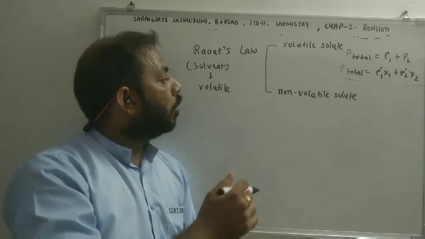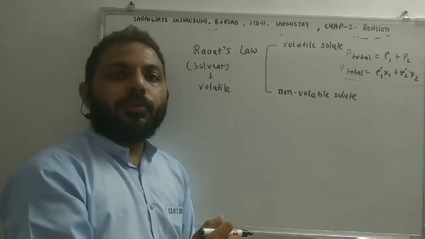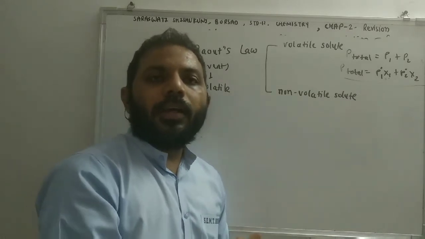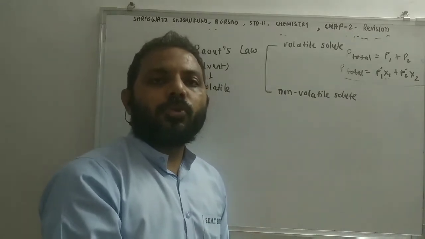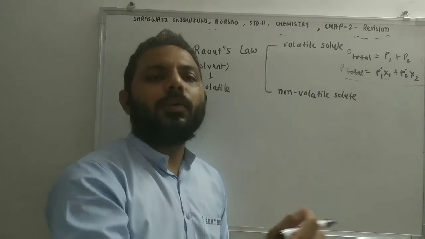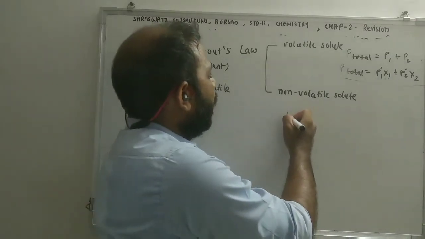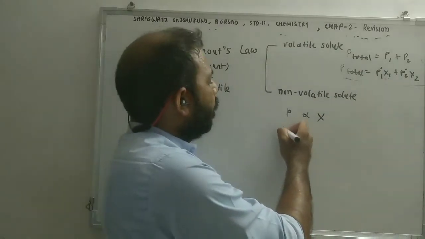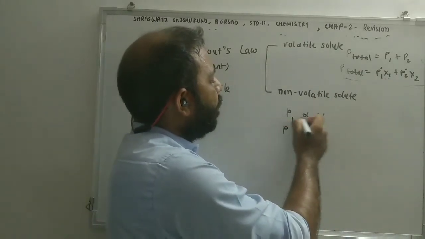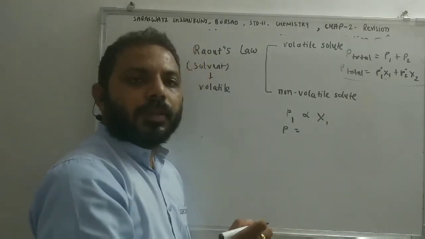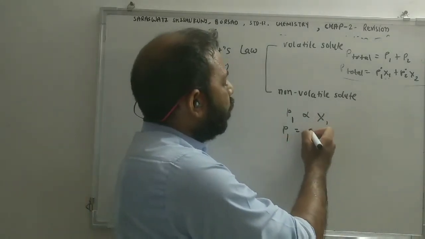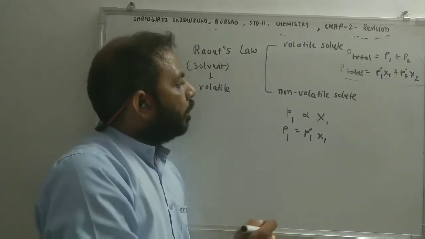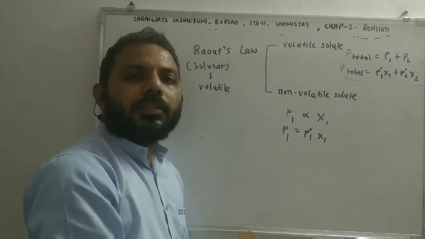Now for Raoult's law for non-volatile solute, you need to discuss the difference between solvent and solution and why the vapor pressure of solution decreases compared to solvent. And you need to write this formula. Pressure is directly proportional to mole fraction. So P1 is directly proportional to X1. Then P1 is equal to P01 into X1. So for non-volatile solute, you need to discuss this formula.